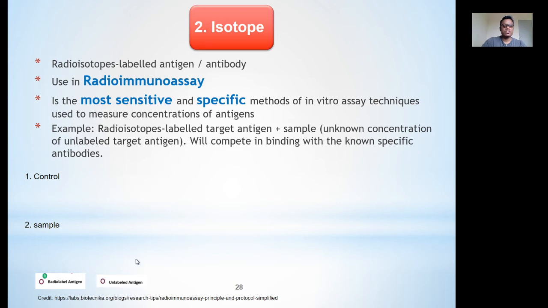These two antigens later will compete in binding with the specific antibodies or antiserum that we will be using in the radioimmunoassay. Okay, first we look at the control part. Control means we are using radiolabeled antigen. There is no patient sample involved in this control testing. We are just using all the reagents, the reagent of radiolabeled antigen plus the antibody reagent of the antiserum.